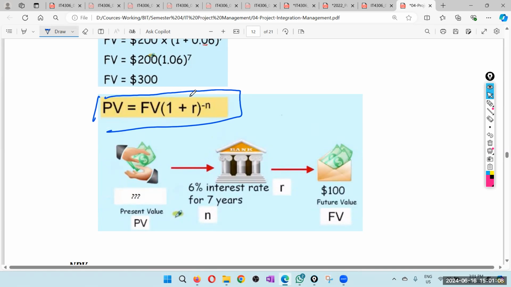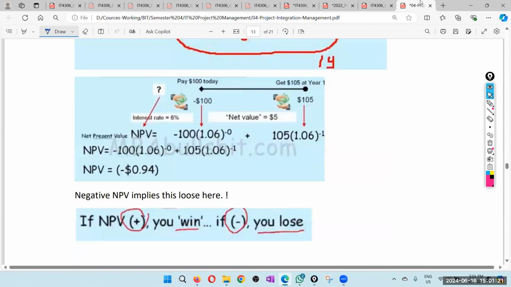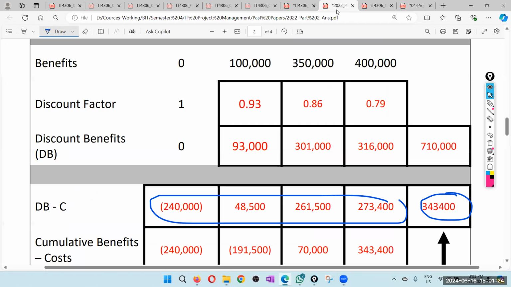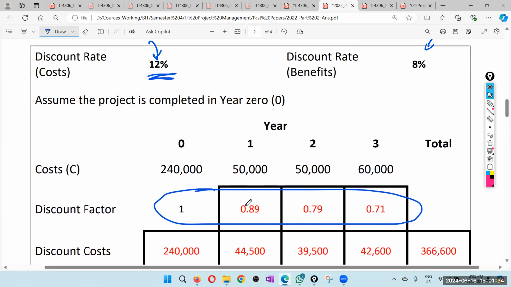They have given you the future values. But first you need to find the discount factor: (1 plus r) to the power minus n. So let's calculate. (1 plus r) to the power minus n, this is for cost. Or 1 over (1 plus r) to the power n. That is another way of looking at it.